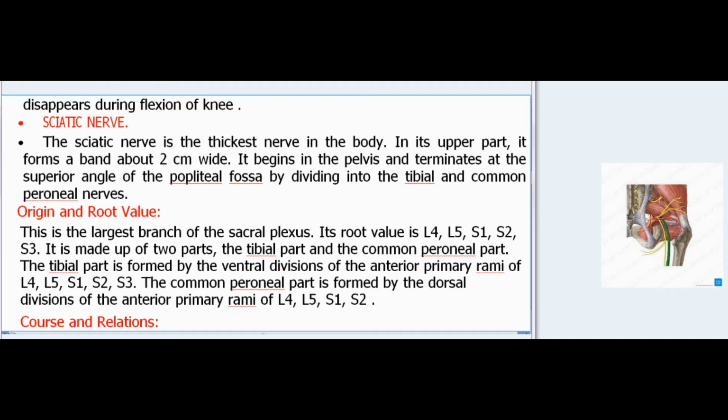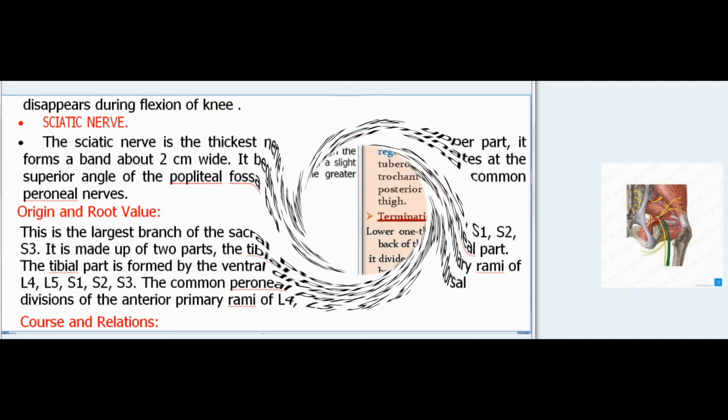Origin and root value. This is the largest branch of the sacral plexus. Its root value is L4, L5, S1, S2, S3. It is made up of 2 parts, the tibial part and the common peroneal part. The tibial part is formed by the ventral divisions of the anterior primary rami of L4, L5, S1, S2, S3. The common peroneal part is formed by the dorsal divisions of the anterior primary rami of L4, L5, S1, S2.